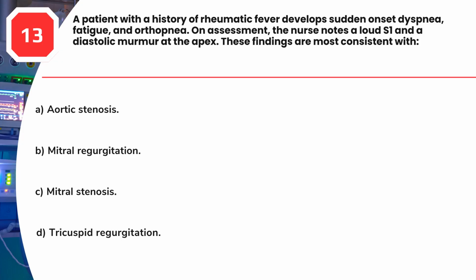Question 13. A patient with a history of rheumatic fever develops sudden onset dyspnea, fatigue, and orthopnea. On assessment, the nurse notes a loud S1 and a diastolic murmur at the apex. These findings are most consistent with A. Aortic stenosis. B. Mitral regurgitation. C. Mitral stenosis. D. Tricuspid regurgitation.